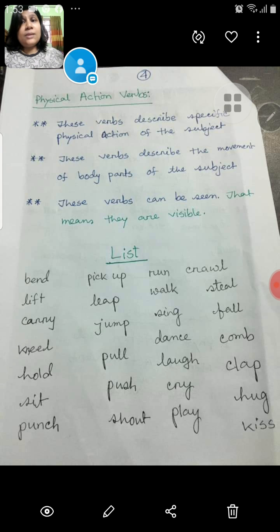Then sing, then dance, then laugh. Crying means with sound. You are crying, one kind of shouting, when you are sad, and it should have sound. Then play: you are playing football, so your body parts will move. Then crawling: a baby crawls before walking.